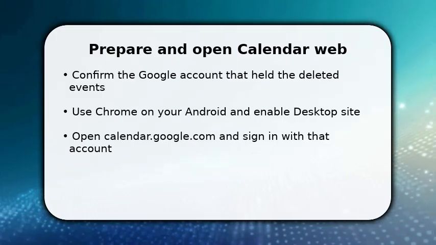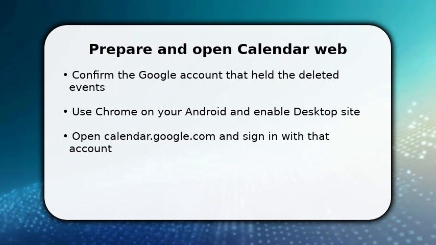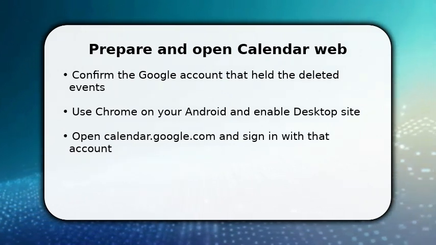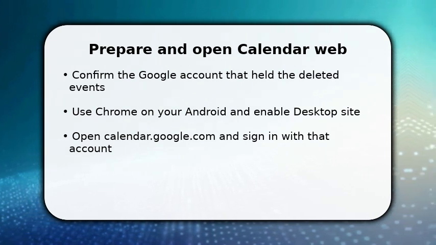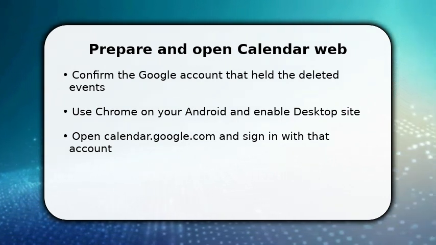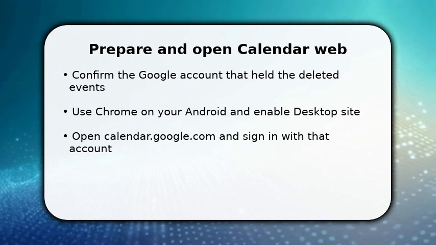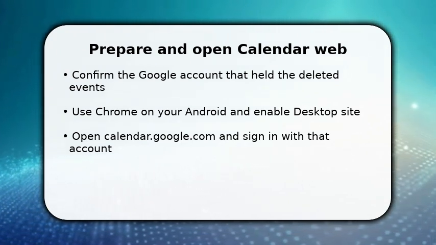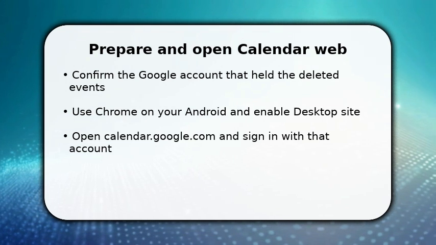You must act now. Verify the Google account that owned the events and open Chrome on your Android. Once done, tap the three dots and enable desktop site so you can access Calendar. Google.com. You sign in with the same account used on the phone. This is essential because Android's app can't restore deleted events alone.